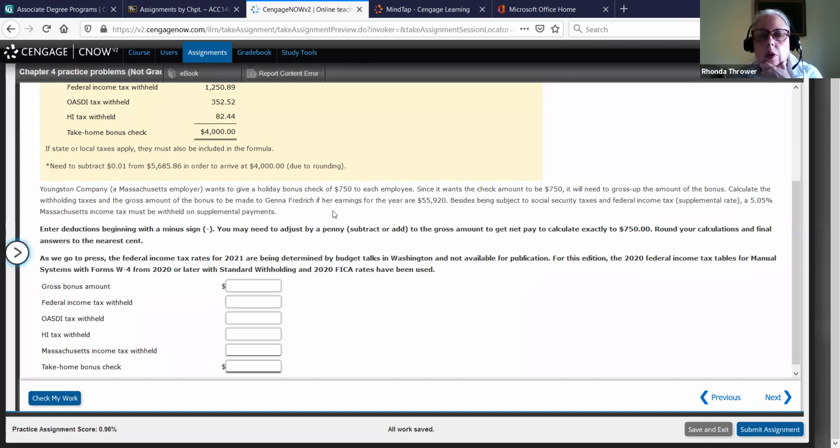All right, so what they're trying to do is give each employee an amount of $750, and that's after the taxes have been taken out. So there's a formula that you will need to use to figure out that grossed up amount for the bonus. They want the gross amount of the bonus. So it's got to be more than $750 because they want the employee to have a net amount of $750 here. So I've created an Excel spreadsheet for you. And so I'm going to switch to that for just a second.